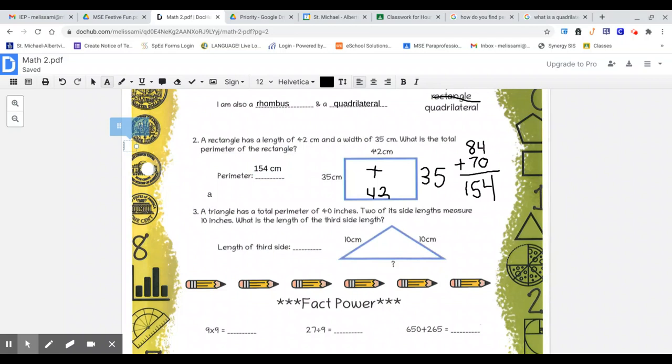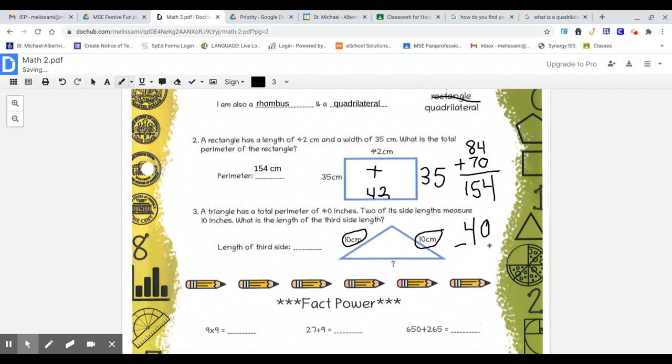A triangle has a total perimeter of 40 inches. And remember, perimeter is when we add all sides together. So 2 of them equal 10. So one side is 10, and the other side is 10. 10 plus 10 is 20. So now we have 40 total, but we know that we can minus the 20 we already know.